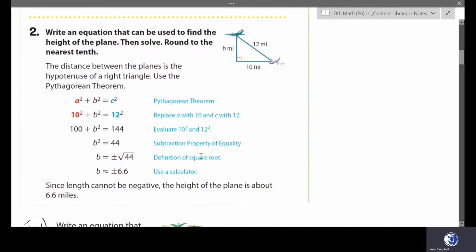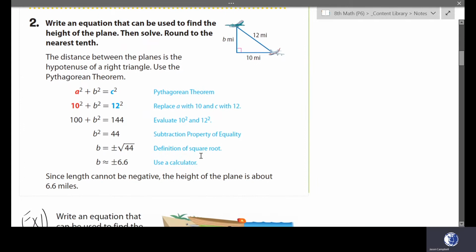In example 2, it says write an equation that can be used to find the height of a plane. Then solve, round to the nearest tenth. The distance between the planes is the hypotenuse of a right triangle. Use the Pythagorean theorem. So a squared plus b squared equals c squared. Here we know one of the legs and the hypotenuse, and we need to find the other leg.